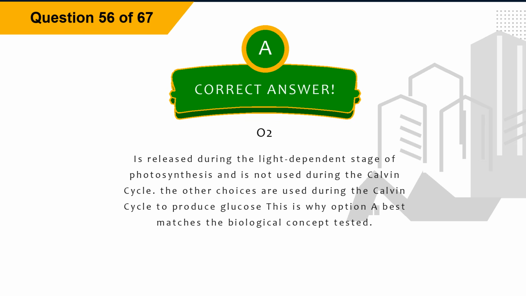Explanation: oxygen is released during the light-dependent stage of photosynthesis and is not used during the Calvin cycle. The other choices are used during the Calvin cycle to produce glucose. This is why option A best matches the biological concept tested.